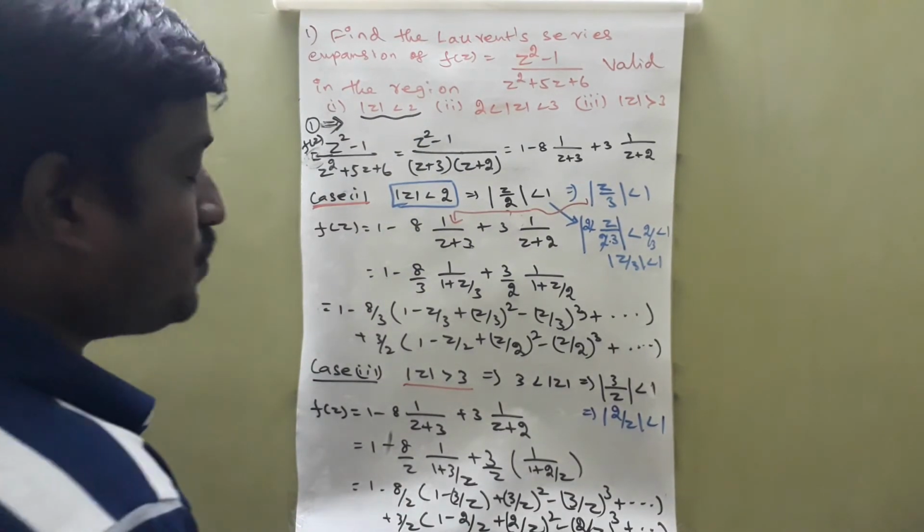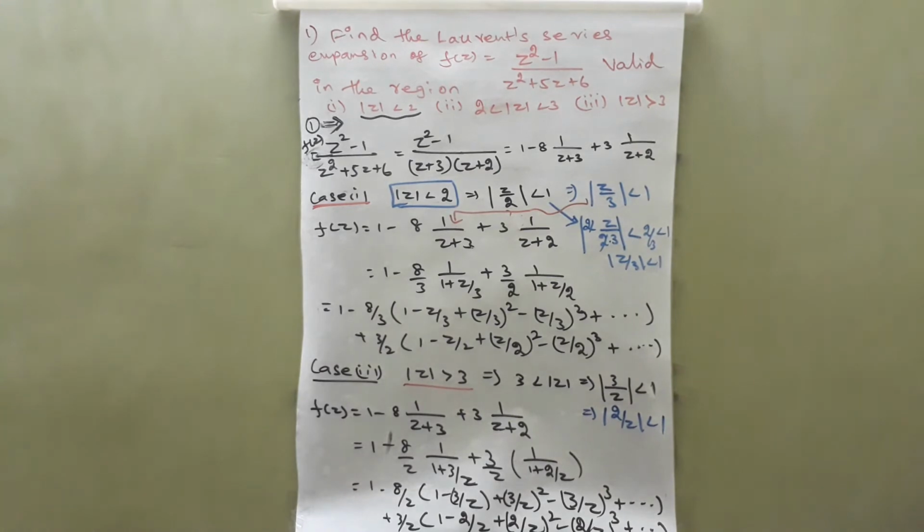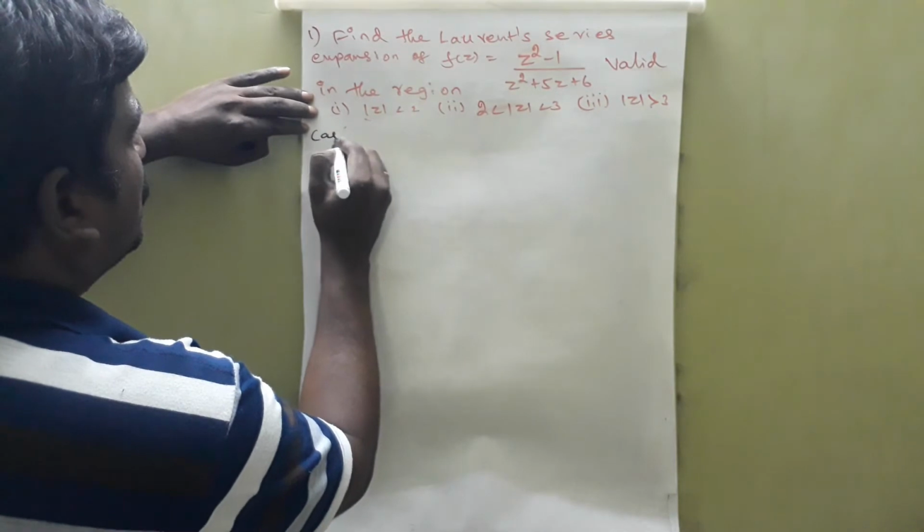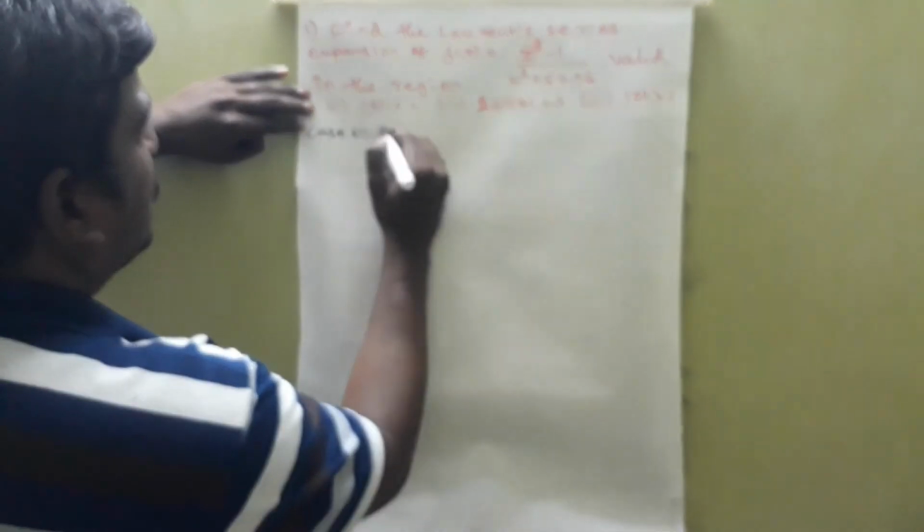Next we move on to case 2. What's our case 2? 2 less than modulus of z less than 3.